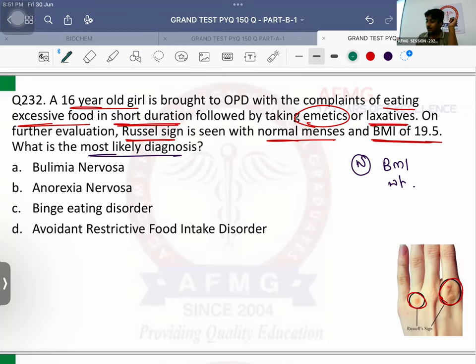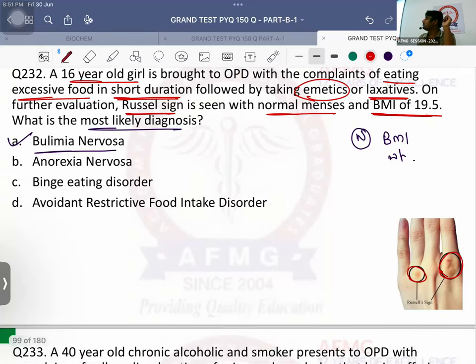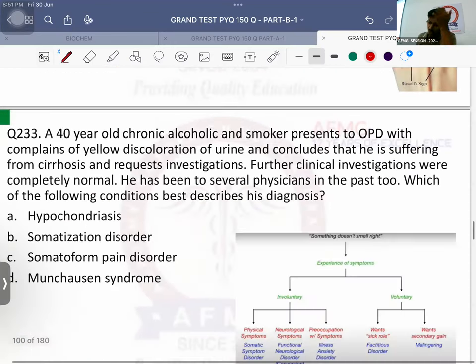It is a case of bulimia nervosa. If they had mentioned that the patient is having a low weight or a low BMI along with some endocrinal disturbances, then your diagnosis would have been anorexia nervosa. The reason is 50% of cases of anorexia nervosa can present with binge eating, purging type as well. 50% are restrictive. Okay? We follow the Indian one. Okay? Question number 233.